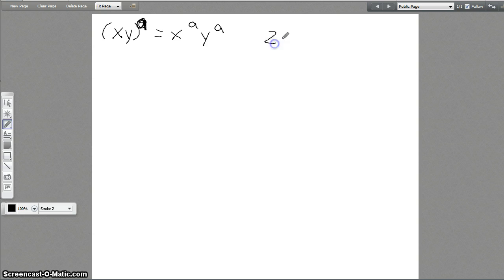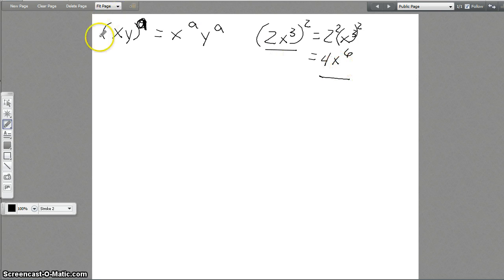So if we have 2x cubed and we square that, that means that we have 2 squared times x cubed squared, which means we're going to have 4 times x to the 6th, because when you raise a power to a power, you multiply the powers. So 2x cubed, quantity squared, is going to be 4x to the 6th.